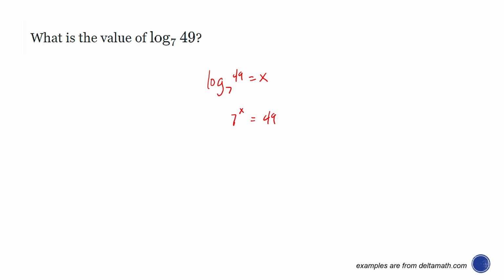And of course, we understand that we can express 49 as a base of 7. That's 7 squared, right? We can disregard that 7, therefore x equals positive 2. All right, let's go to the next example.